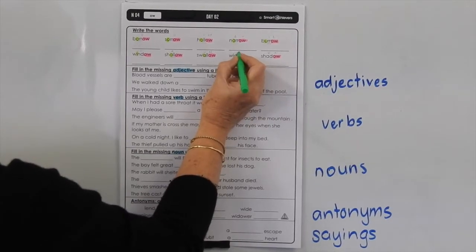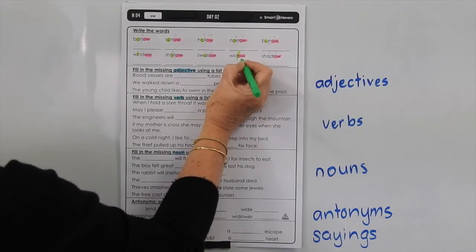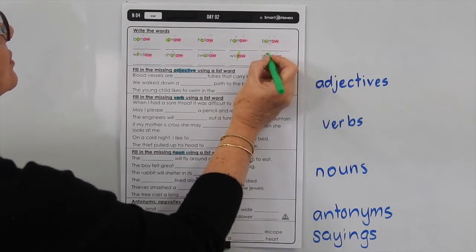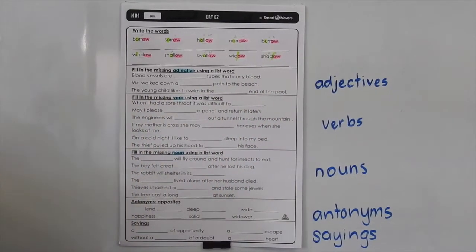Widow has a short vowel, but we'd go wi-dow and break that into a syllable there. Shadow is a short vowel, but we're going to break that there. It comes from the word shade.